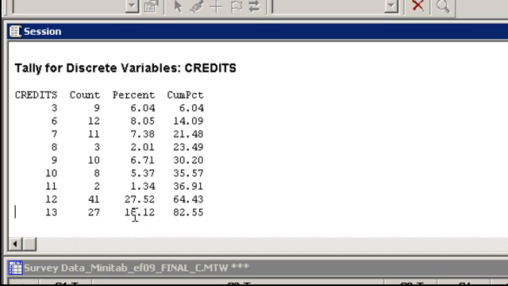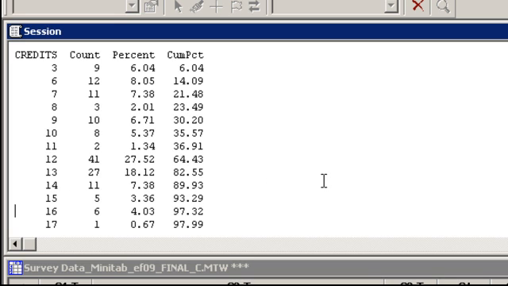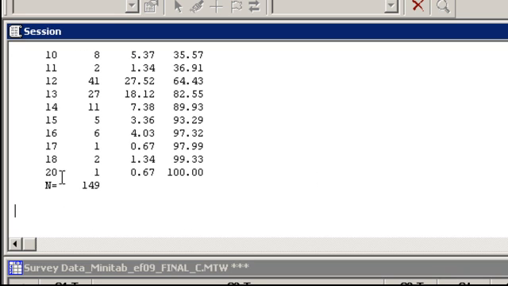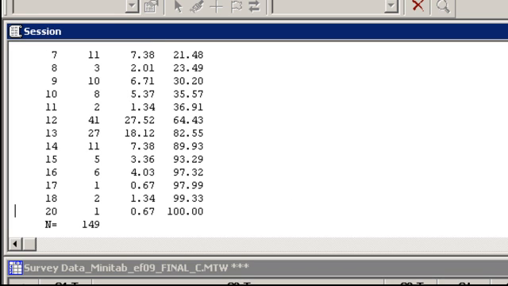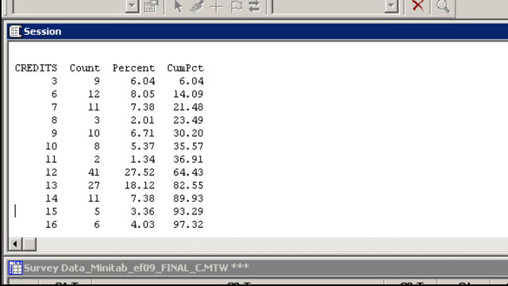That as a percent would be 27.52% of the people who took the survey were taking 12 hours. There was 1 student taking 20 hours, 2 students taking 18 hours. So we can see that this frequency distribution very quickly summarizes the raw data.